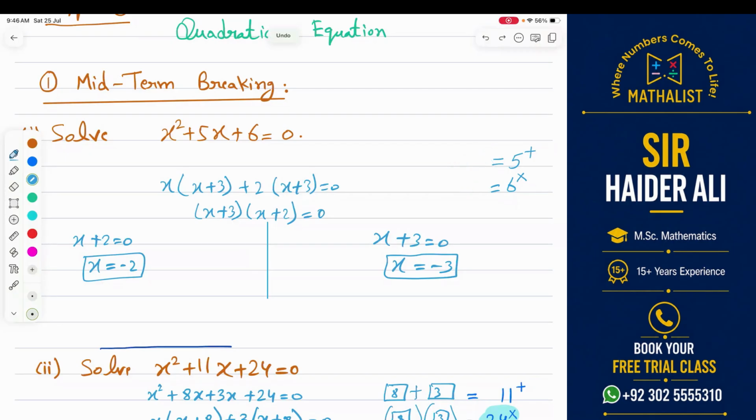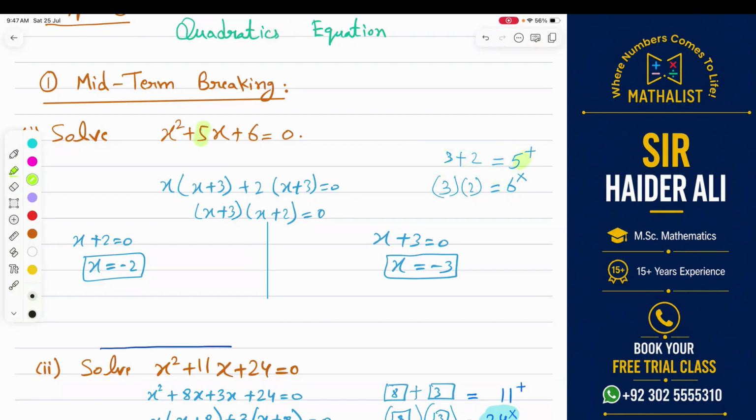I will try all pairs from which I can get 6. So 3 plus 2 and 3 multiply 2. Yes, this pair is acceptable. And also one thing more: 6 has a positive sign. That's the reason I try to add two numbers. If 6 has a negative sign, then I try to subtract two numbers. Always the multiplicative number decides whether the two numbers will be added or subtracted.